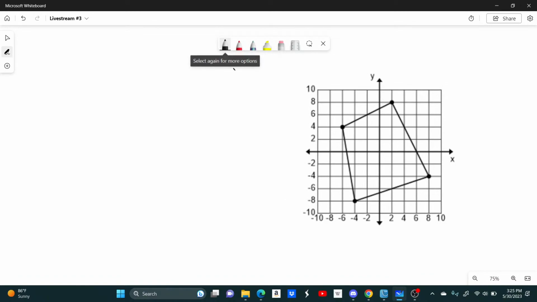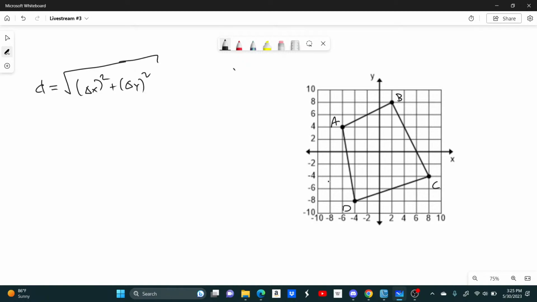So let's see. If I label these A, B, C, and D, just so it's easier to talk about them. If I've said AB, the distance between 2 points is very similar to the Pythagorean theorem, but it's just the square root of the change in x squared plus the change in y squared. And you can see that because you imagine we make a right triangle between these two. The distance is the hypotenuse. The change in x is one of your legs, and the change in y is one of your legs.